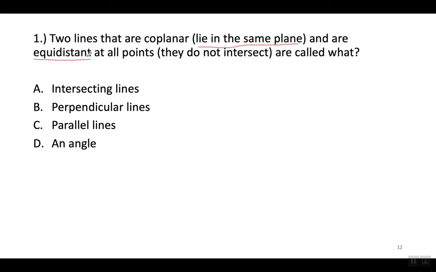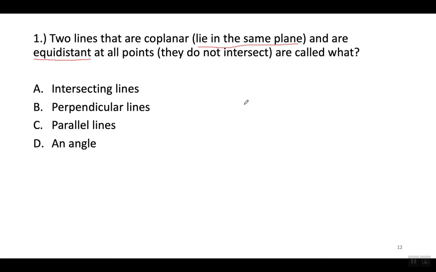Well, equidistant consists of two words put together. The word distant, which is the same as distance, and the word equal. So you could take that to mean equally distant. They're equidistant at all points. They do not intersect. So what are those two lines called? Let me draw a picture to help you realize, all right?